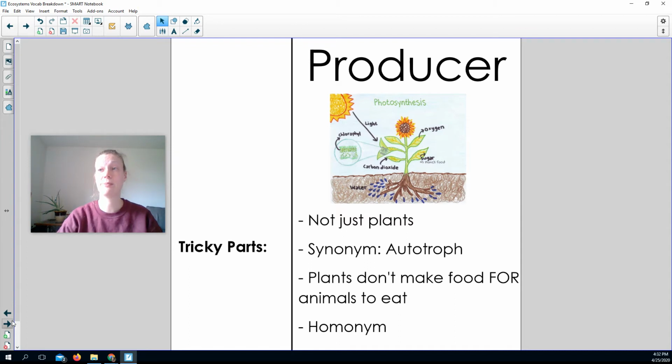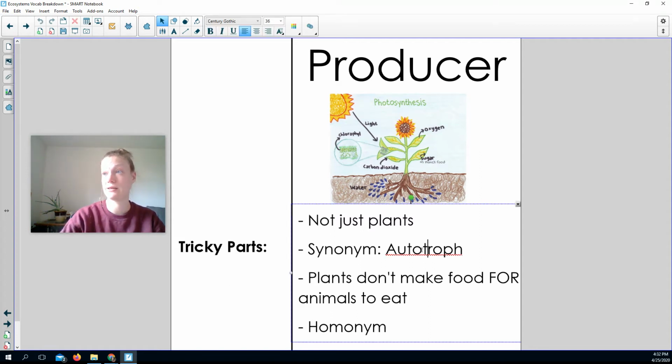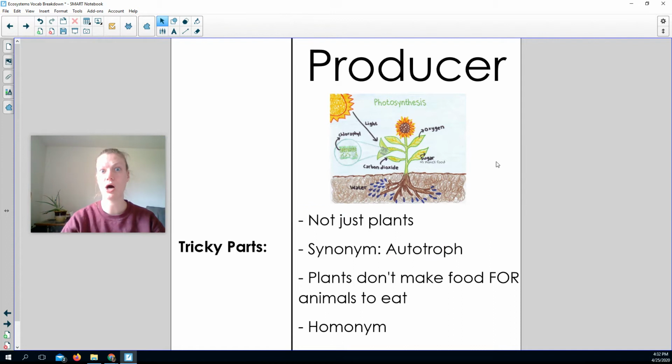The tricky parts about producers, there's a handful. Number one, it's not just plants. Kids always forget about phytoplankton and algae. I don't know why. Secondly, it has a synonym that you may see instead. You may see the word producer. You also might see the word autotroph. Autotroph has two parts. The first part, auto, means self. Troph means feeder. So autotroph is a self-feeder, or an organism that makes its own food.